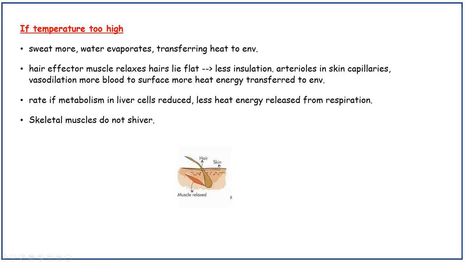Just to repeat that, if your temperature is too high, we sweat more, water evaporates, transferring heat to the environment. The hair effector muscles relax, so the hairs lie flat, which means there's less insulation. Arterioles in the skin capillaries vasodilate, so more blood flows to the surface, so more heat energy is transferred to the environment. The rate of metabolism in liver cells is reduced, so less heat energy is released from respiration. Skeletal muscles do not shiver.